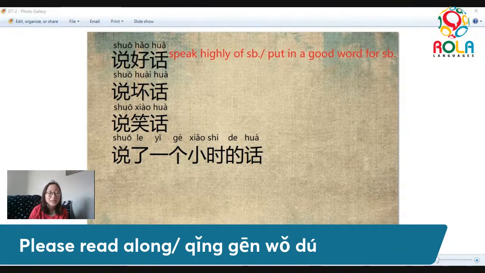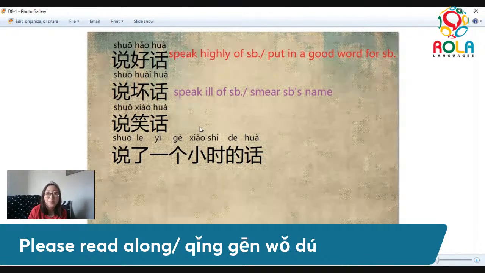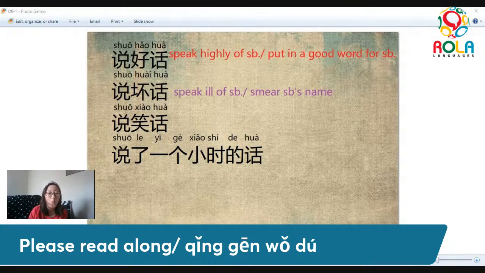And next one, 第二个, we have 说坏话. We've learned 坏 is the opposite of 好. So 坏 is bad. If you give some bad speech about someone, like, well, that's bad English, but yeah, that's literally what the phrase means. So if you speak badly about someone, it basically means you speak ill of someone. Like you said something that might smear someone's name. So 说坏话 means to talk behind someone's back, smear someone's reputation.